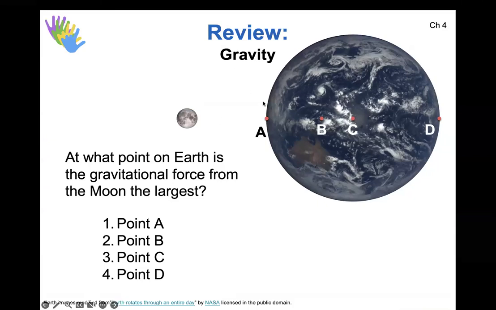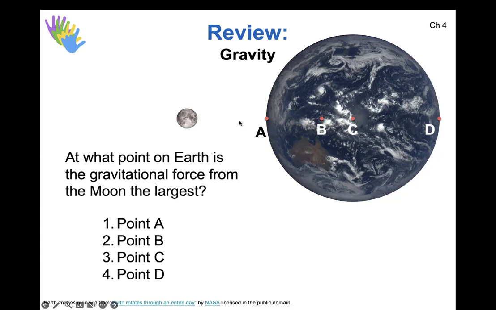So reviewing ideas of gravity. At what point on Earth is the gravitational force from the moon the largest? And they show a not to scale version of the Earth, the moon, and the distance between them, but the orientations are what we care about, not the scale. And we have points A, B, C, and D. So A is right on the side of the planet. B and C are on the part that's facing us, and then D is on the other edge of the planet.